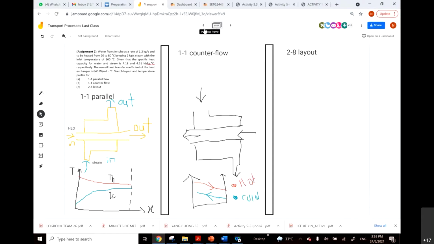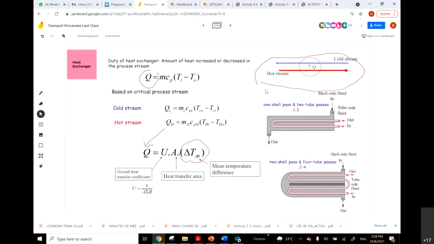Okay. Can you draw the 2-8? Okay. So if you look at my screen, this is for 2-4. Okay. So if it is 2-4, that means it has what? 2 U-turns. Okay. If it is 2-8, that means you have 4 U-turns. 1, 2, 3, 4. Okay.